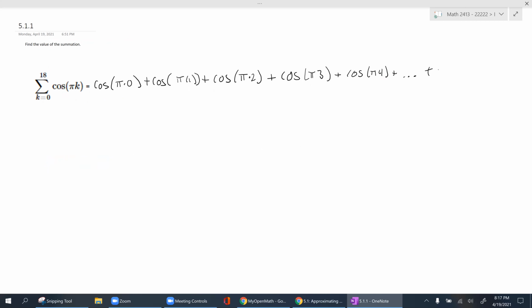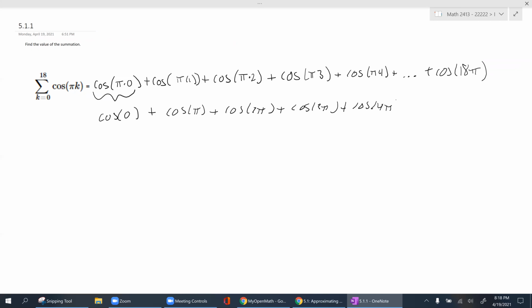Yes, you do have to provide all your work. Cosine of 18 pi. So we have cosine of 0 plus cosine of pi plus cosine of 2 pi plus cosine of 3 pi plus cosine of 4 pi, all the way to cosine of 18 pi.